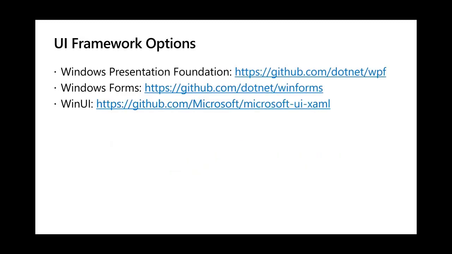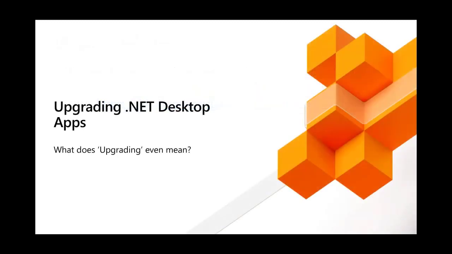Basically you have 3 UI frameworks for the desktop: WPF, WinForms, and WinUI, which is basically the UWP controls. So upgrading your .NET desktop apps, what does that mean?